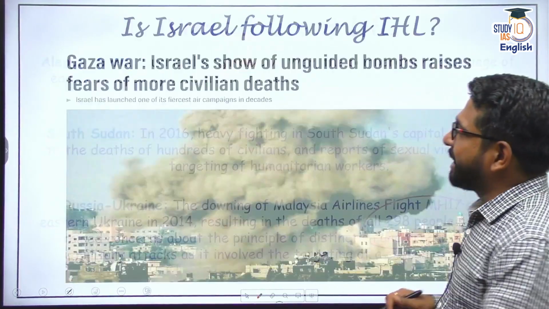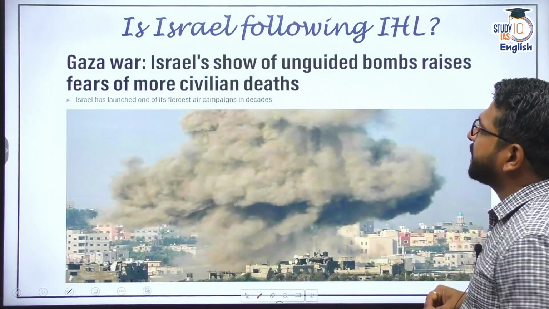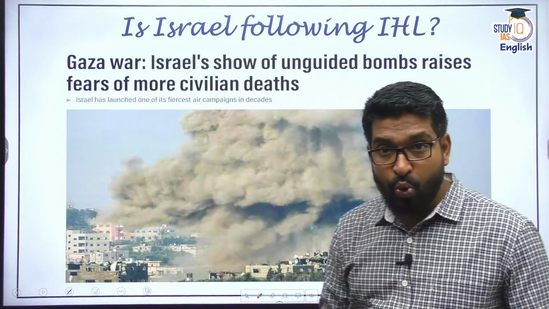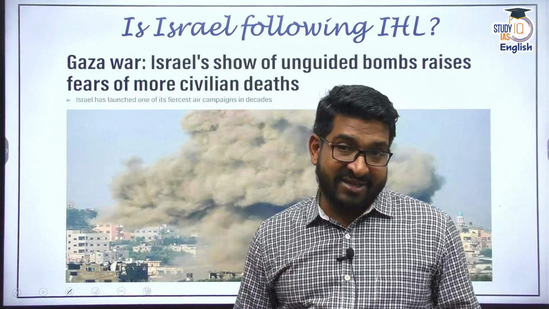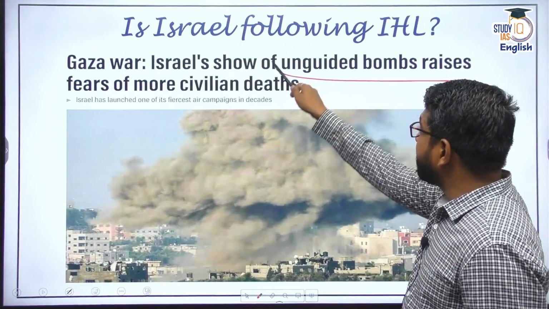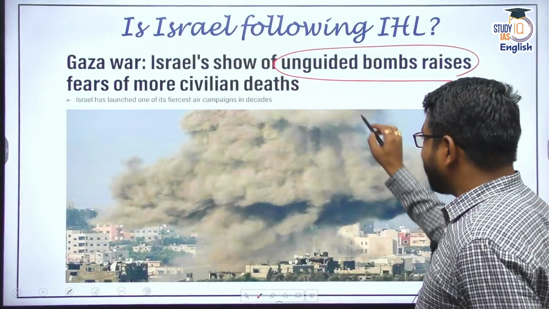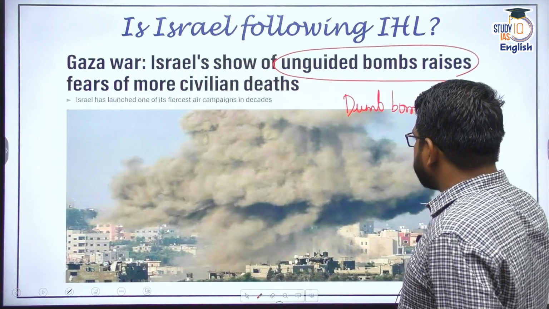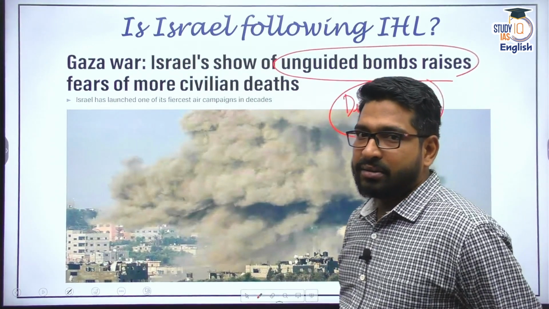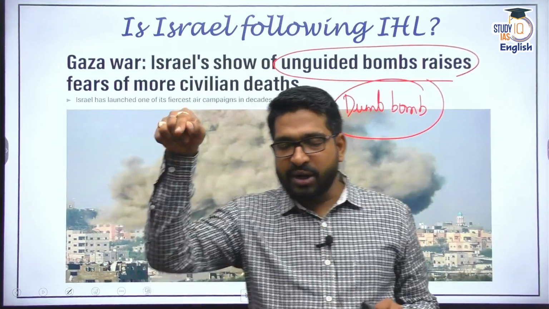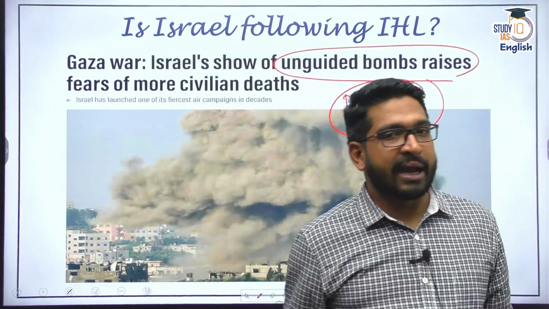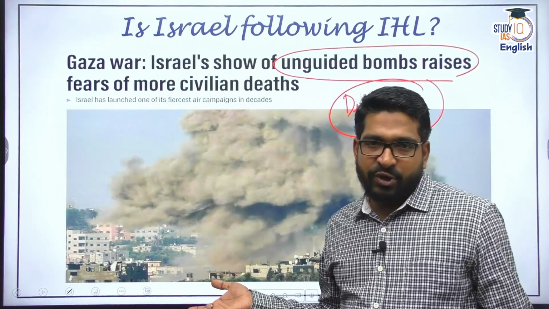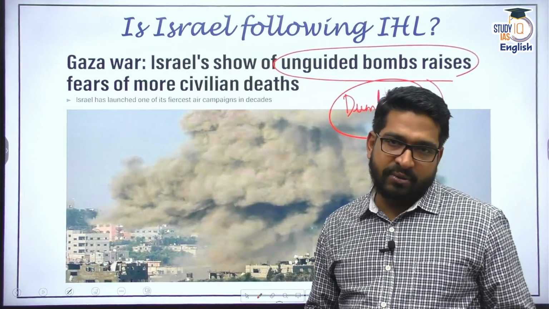But let's try to understand: is Israel following international humanitarian law? I would say to a large extent, no. Why? Because Israel itself has suggested that they are using unguided bombs. These unguided bombs are actually called dumb bombs. Dumb bomb means a bomb which is not guided. You simply fire it. It's not a pinpointed bomb or a pinpointed attack. So using these dumb bombs, you do not know where it is falling. There can be collateral damage for sure.